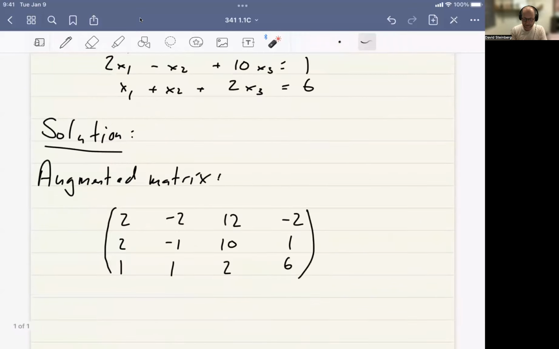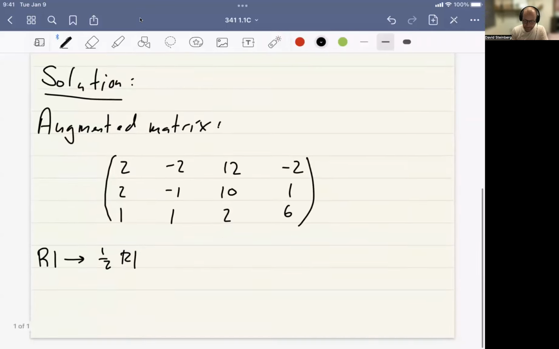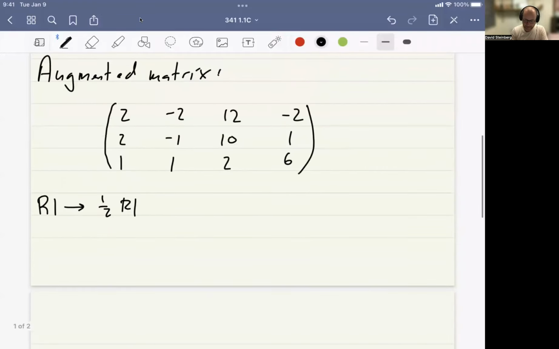So maybe to make our life simpler, we can start with this first row and divide everything by 2, since we see there's a common factor of 2 there. And we know that multiplying or dividing by non-zero constants is a perfectly acceptable row operation. So let's replace row 1 by a half of row 1. And so our new matrix is then 1, -1, 6, -1, and then the other 2 rows haven't changed at all. 1, 1, 2, 6.